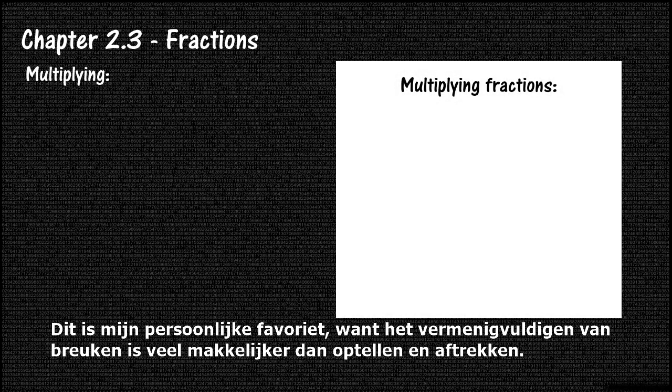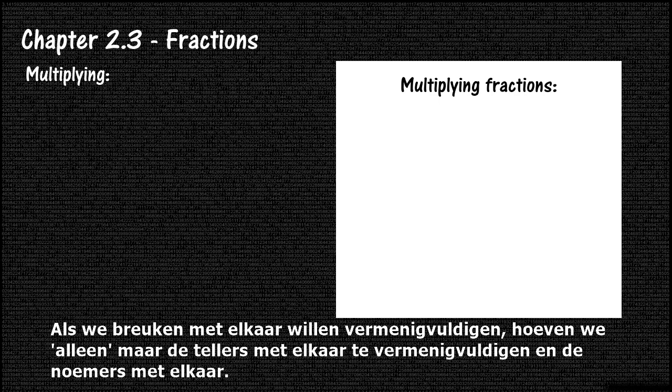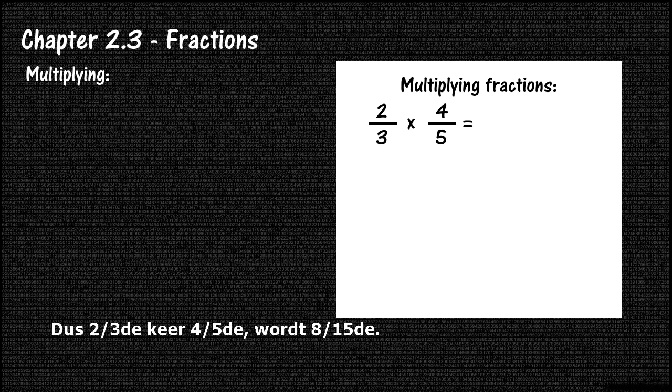Final piece of information I want to share with you is how multiplying works. This is my personal favorite because multiplication of fractions is way easier than adding and subtracting. When multiplying fractions, you just have to multiply the numerators with each other and the denominators with each other. So 2 over 3 times 4 over 5 becomes 8 over 15. Numerator times numerator, denominator times denominator.